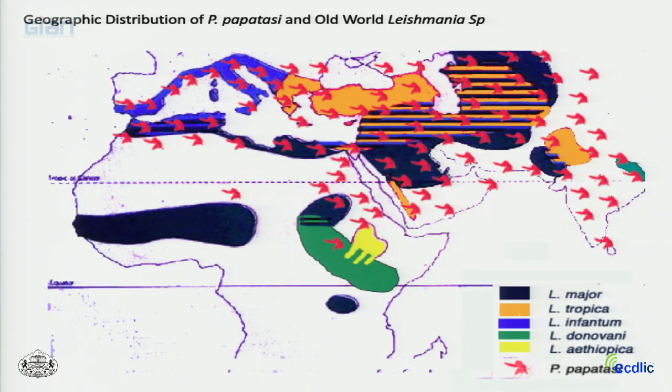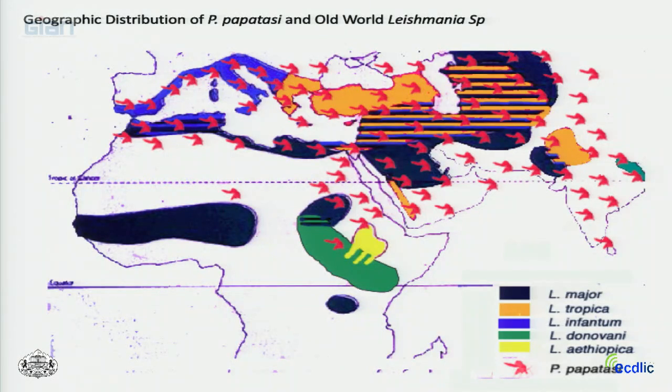Or let's go to India. In fact, in the same villages, in the same households where Phlebotomus argentipes is found and is the natural vector of Leishmania donovani in India, in that same household you can find Phlebotomus papatasi sandflies. But Phlebotomus papatasi has never been found infected with Leishmania donovani, so it is not involved in transmission of Leishmania donovani. It's only involved in transmission of L. major.